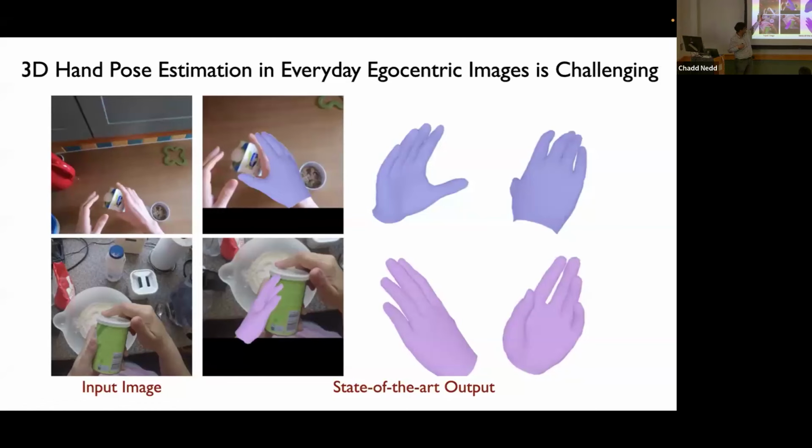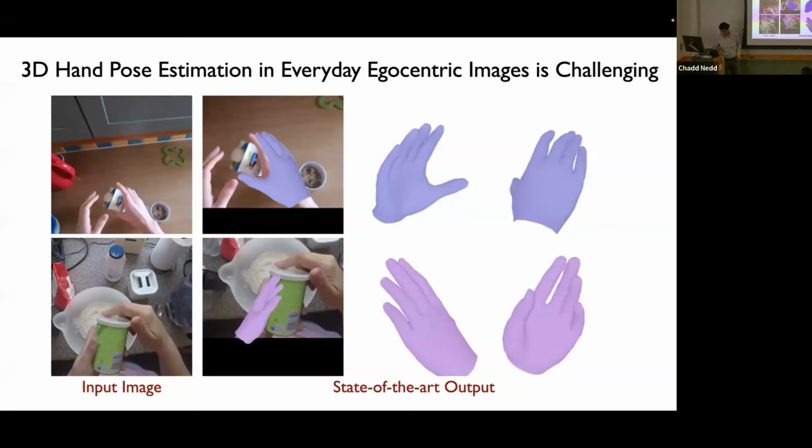So in fact, you actually get somewhat flat hands. In this case, the fingers are curling to hold the bottle, but you don't get that curl in these pictures. You only get these hands straight. Over here, again, the fingers are curled around the object and you don't get that, right? So this is the problem we were tackling.